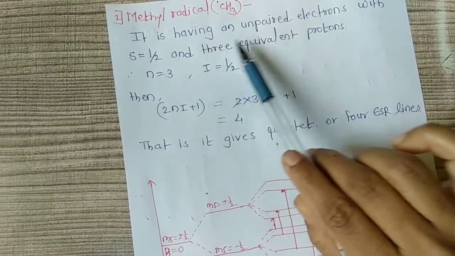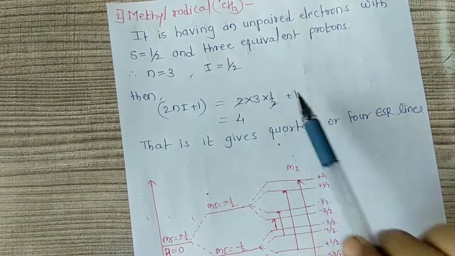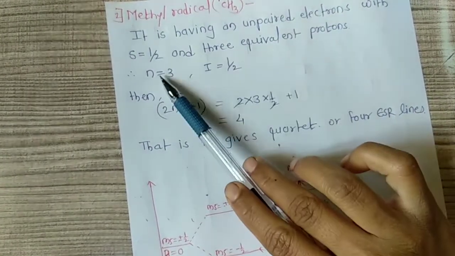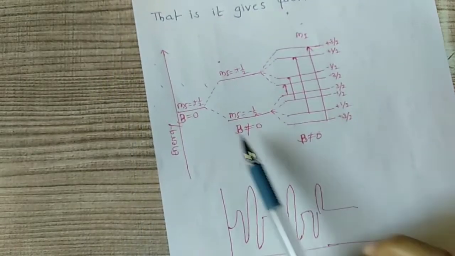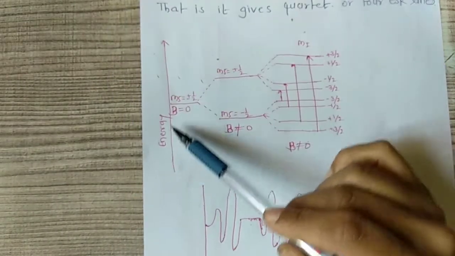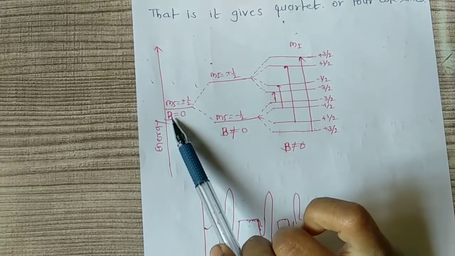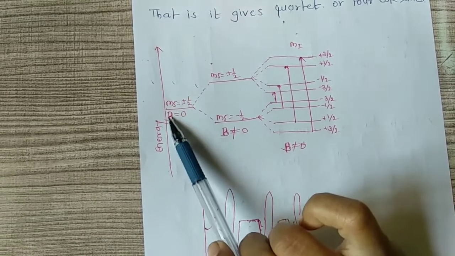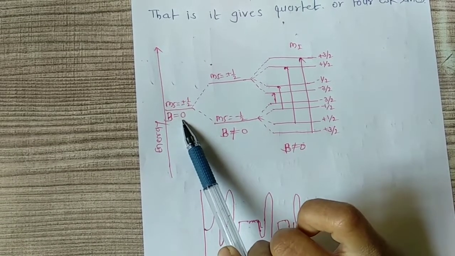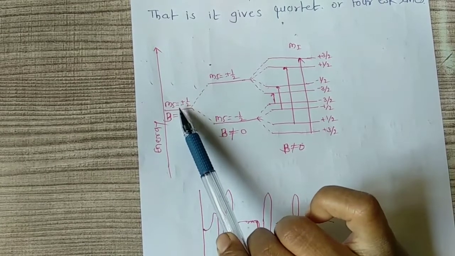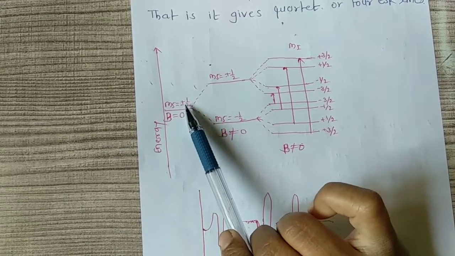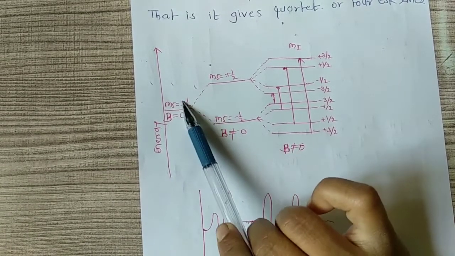For the unpaired electron, spin S is half, that is Ms is equal to plus minus half. Then we get such a hyperfine structure. Energy in the absence of a magnetic field, that means B is equal to 0, Ms is equal to plus minus half, means both energy levels are degenerate.